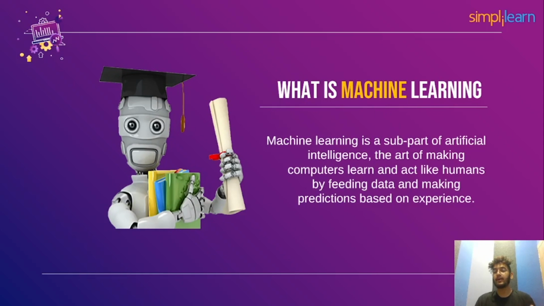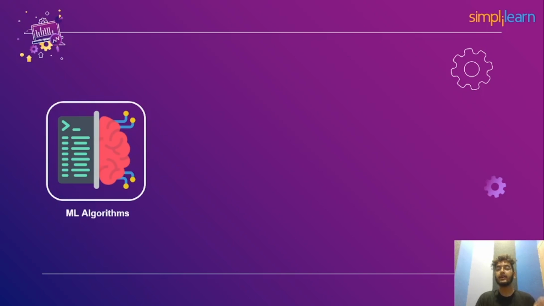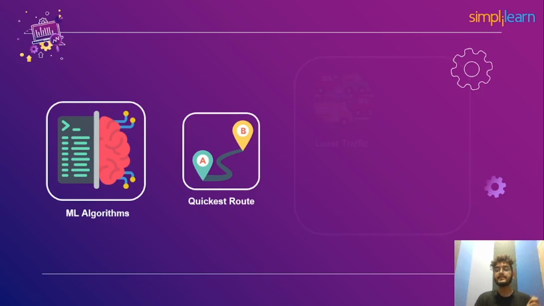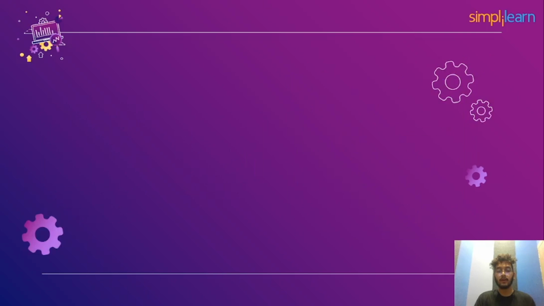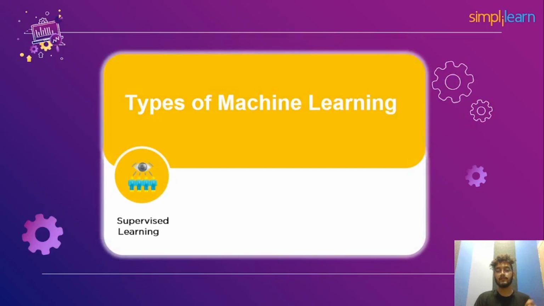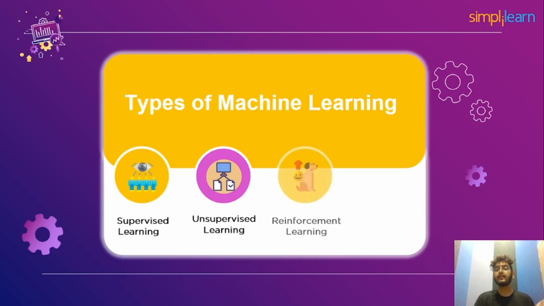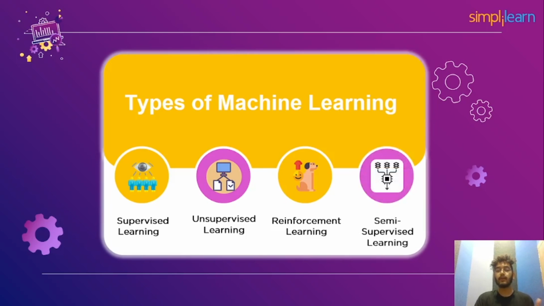Machine learning is a subpart of artificial intelligence, the art of making computers learn and act like humans by feeding data and making predictions based on experience. For example, by using ML algorithms, you can determine the quickest route with the least amount of traffic, arrival time, the pickup location, and the best optimal path to the destination. Machine learning is classified as supervised learning, unsupervised learning, reinforcement learning, and semi-supervised learning.